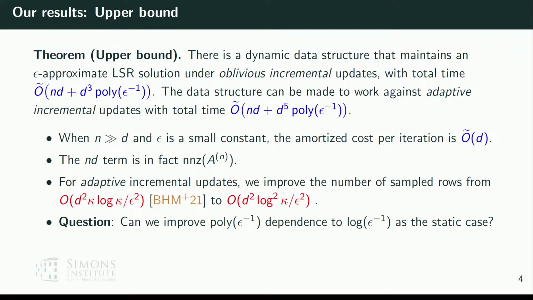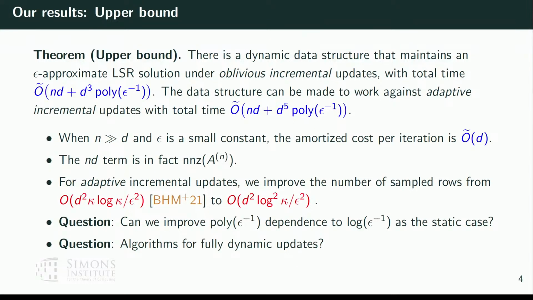Okay, so now if we look at this upper bound again, there are two places that don't seem super tight. There seems to be still some room for improvement. The first one is that we have a polynomial dependence on 1 over epsilon. But if you remember a few slides ago, I showed that the best algorithm for the static case only has a log dependence on 1 over epsilon. So is it possible to improve this?